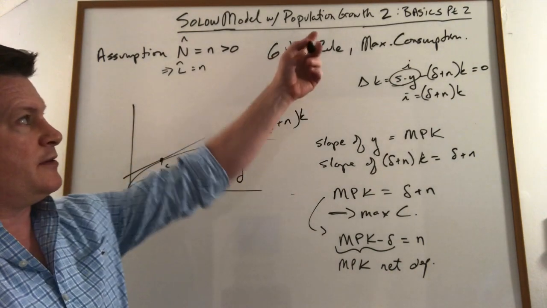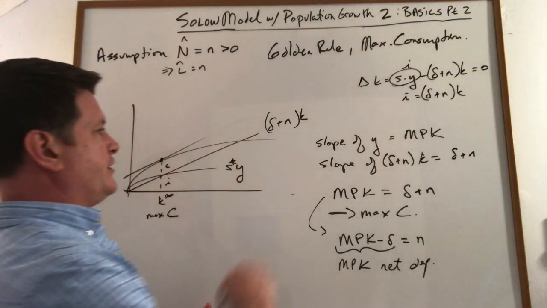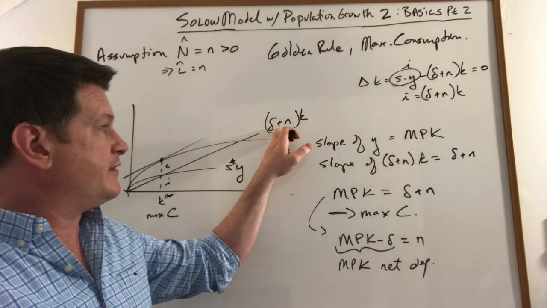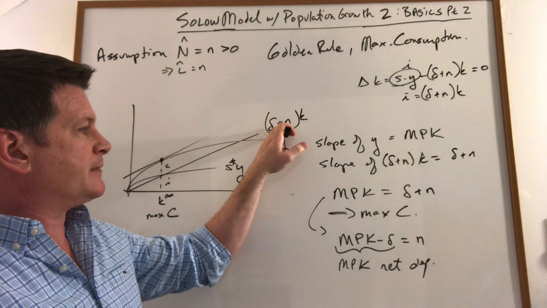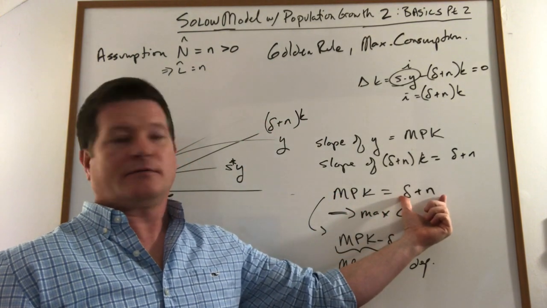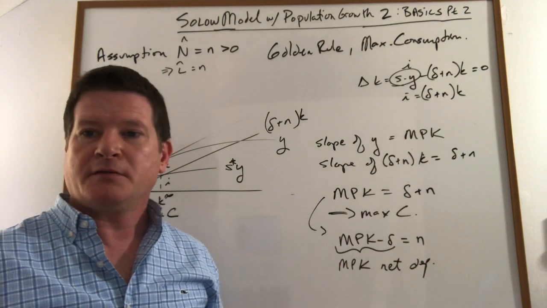The only point when the population growth is included is that the slope of the production curve equaling the slope of this break-even line is MPK equals this now, as opposed to just delta as it was before. Nothing else is different.